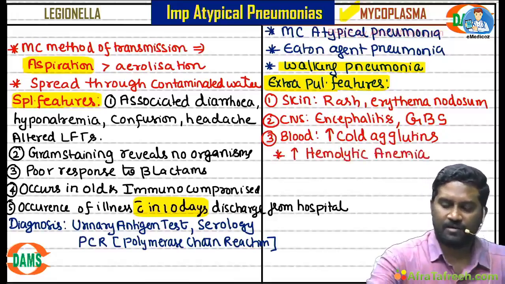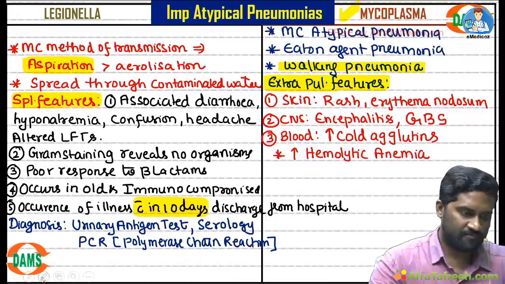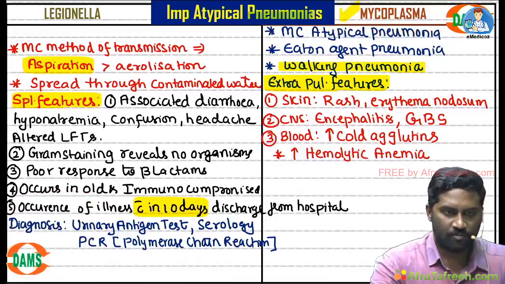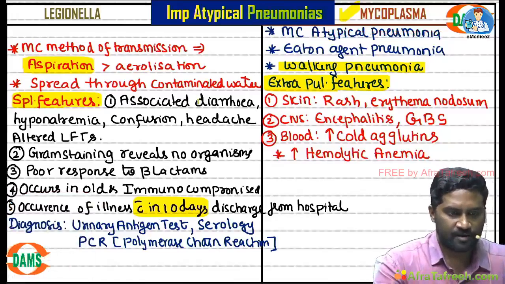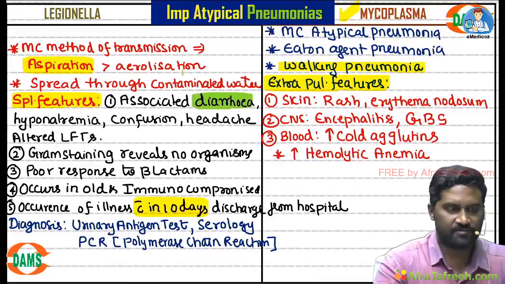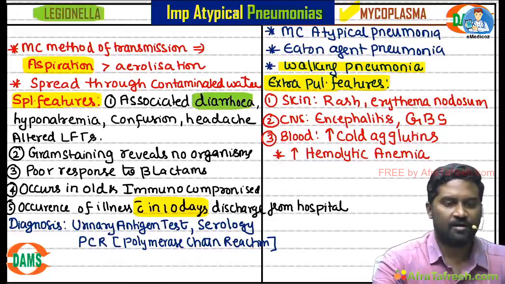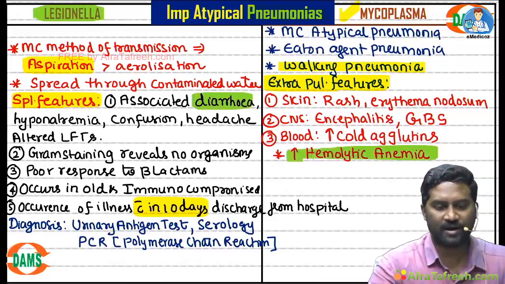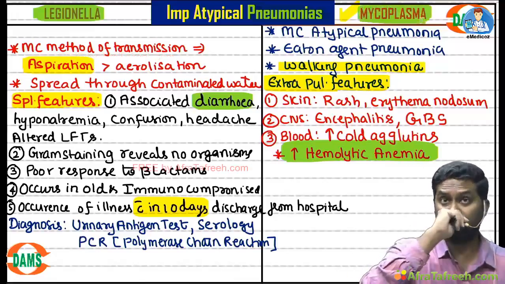Very important. In the question, if you notice, students, pneumonia with diarrhea, your answer should be Legionella. Pneumonia with hemolytic anemia, your answer should be mycoplasma.